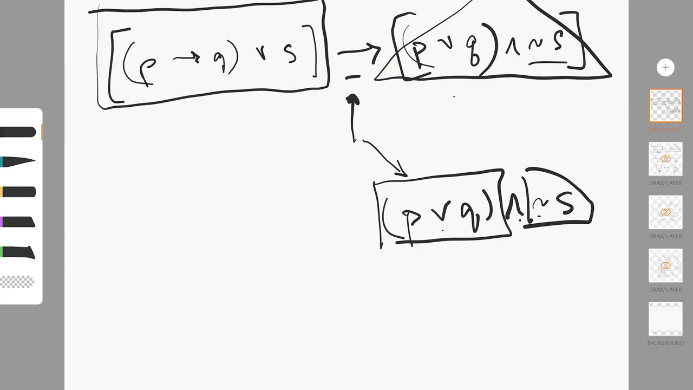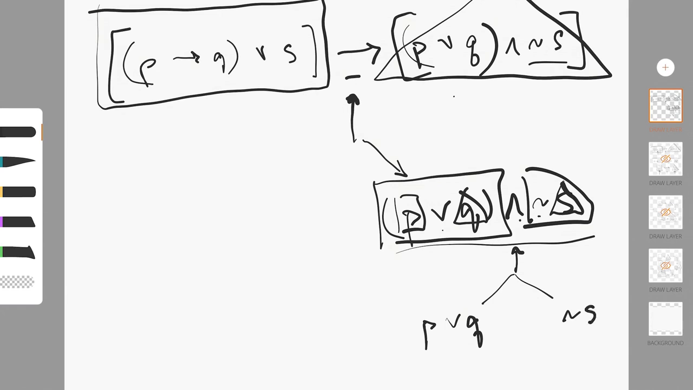So let's take this negation sign as an example. The negation sign operates only on S, so its scope is pretty small. This or operates on P on the left-hand side and Q on the right-hand side. So it turns out that in this expression, this and is the operator of largest scope. And this and joins together two different expressions. On one side, the expression is P or Q, and on the other side, the expression is not S.